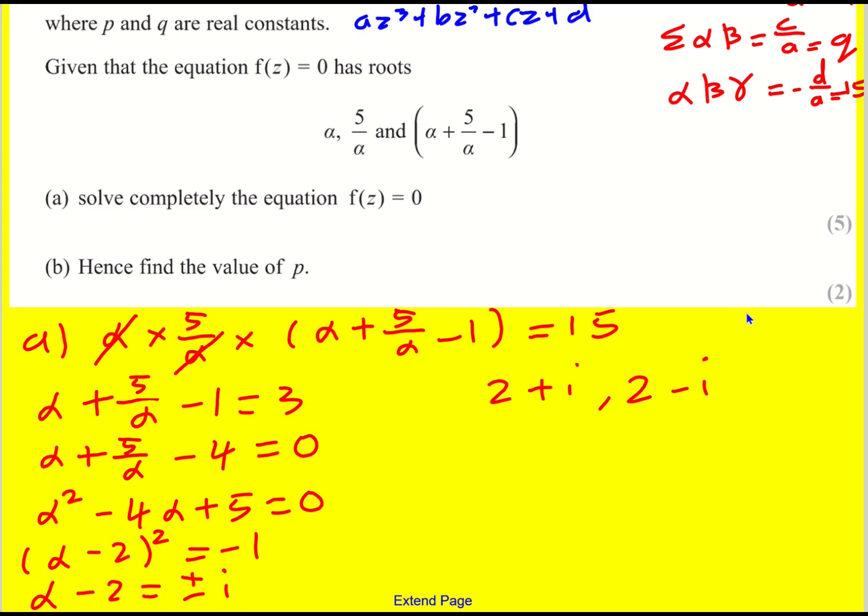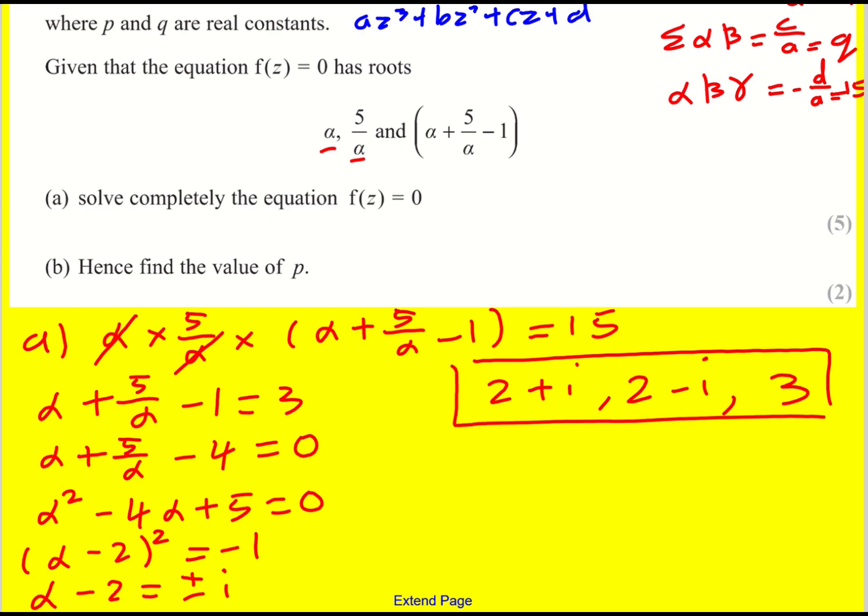Now, which one shall I set equal to alpha? Well, actually, if you times these two together, you will get 5. You'll be doing 4 squared plus minus i squared. So in fact, if you let alpha equal 2 plus i, then 5 over alpha would be 2 minus i. So it doesn't really matter which one you let equal which. And then when you add them, again, the order is not going to matter. So all we need to do now is add them. And then we'll get 4, just 4 actually, minus 1, we'll get 3. And those are our three roots.